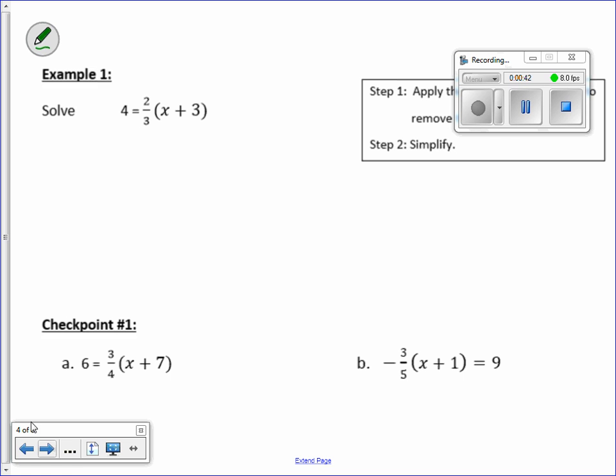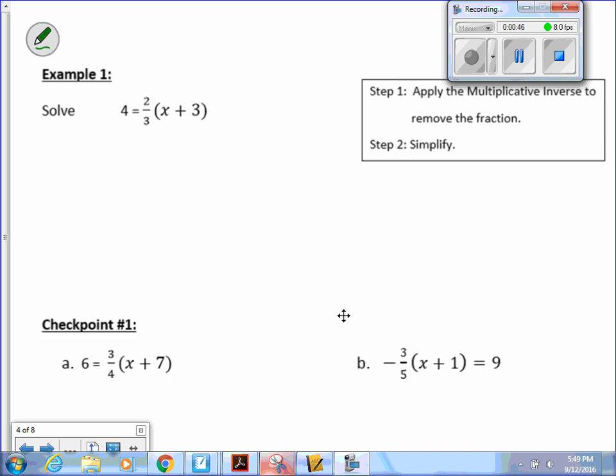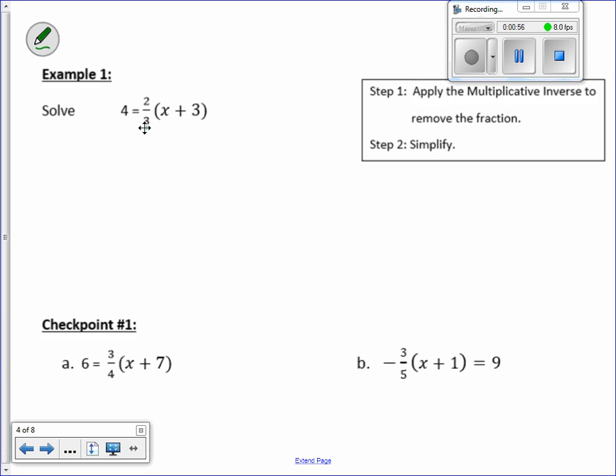All right, our first example goes back to your classwork on Friday. A lot of you were having issues with problem number 10 in the classwork, and it involved a fraction in front of the parentheses. And we have some steps for this example. It says step one, apply the multiplicative inverse to remove the fraction. Step two says we simplify. So what does that look like?